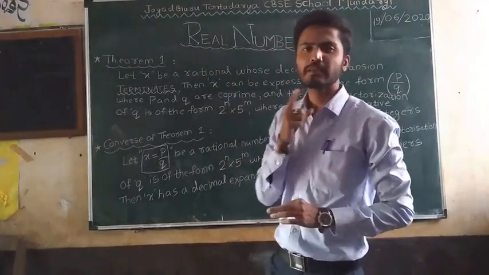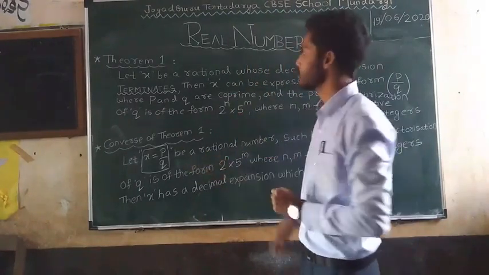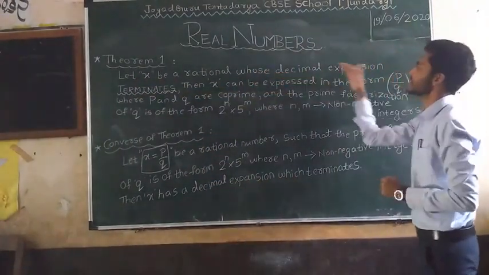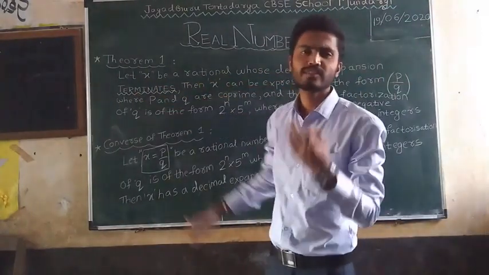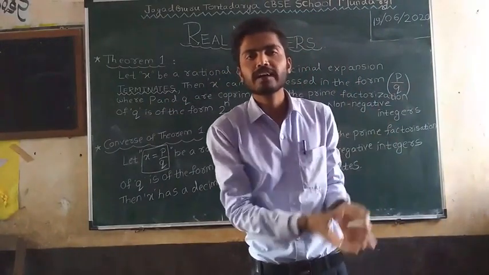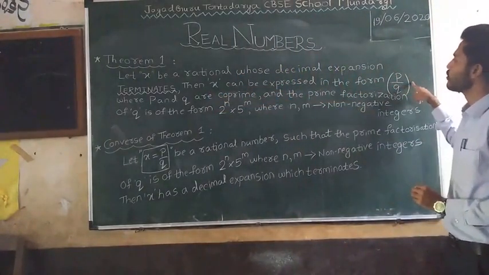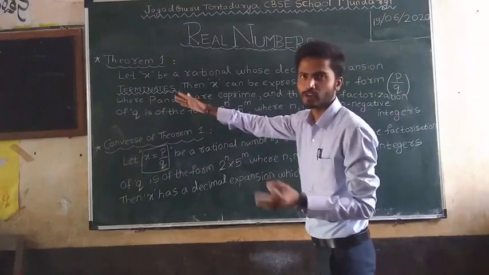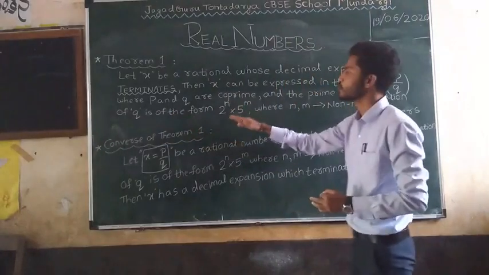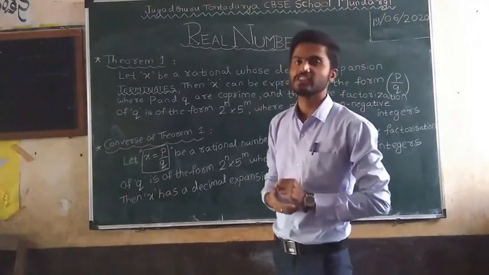we shall study an important theorem which will be very helpful in our upcoming problems. Let x be a rational number whose decimal expansion terminates, that is, when we do the long division method, it terminates. Then x can be expressed in the form p by q, where p and q are co-primes, and the prime factorization of q is of the form 2 raised to n into 5 raised to m, where n and m are non-negative integers.